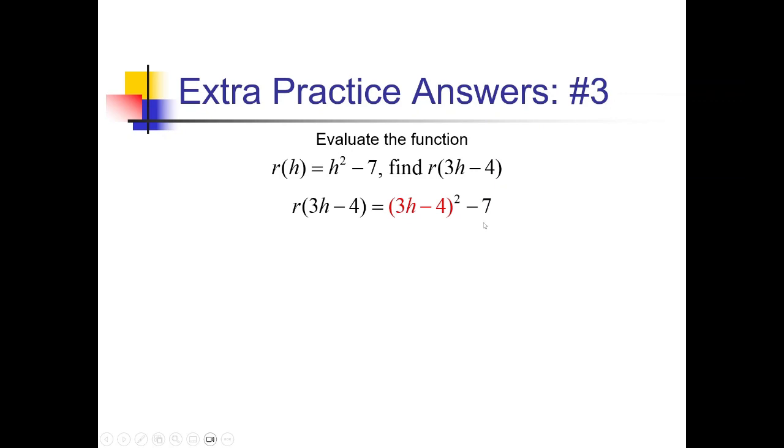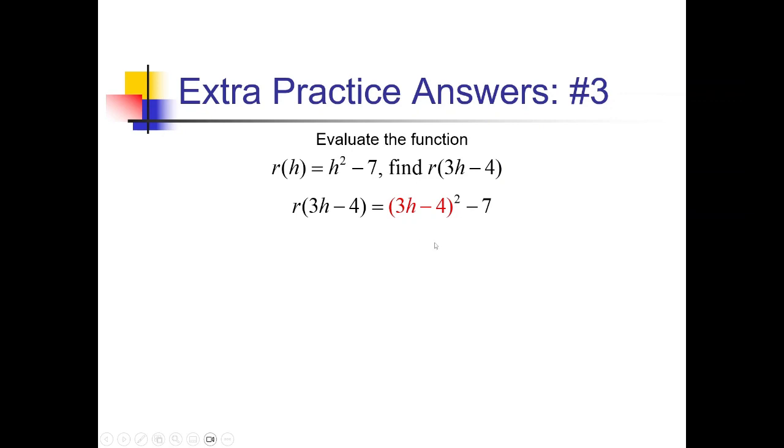end. And it is important to keep in mind that the h in here and the h in the original function are not necessarily the same h. This h in the original is just a placeholder. It could be any letter. So we have to simplify this a little bit here.